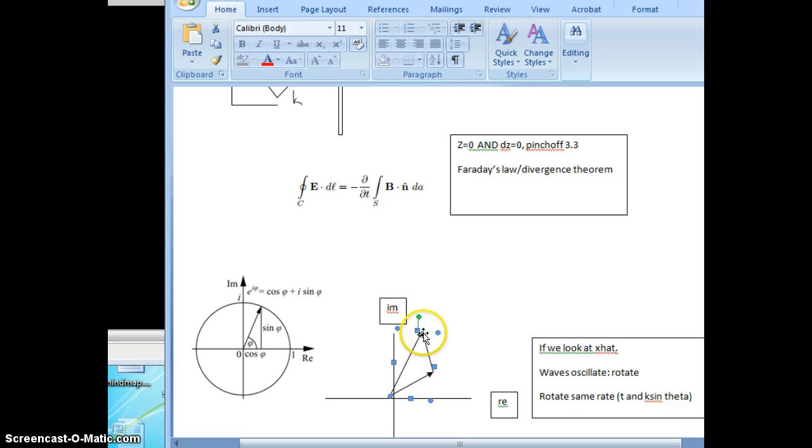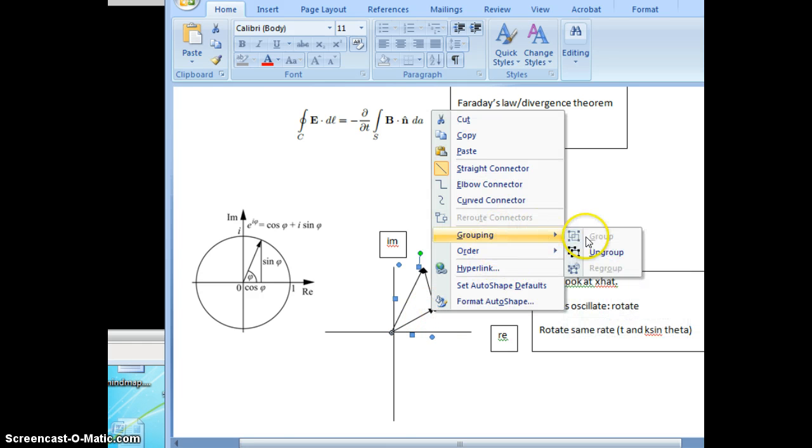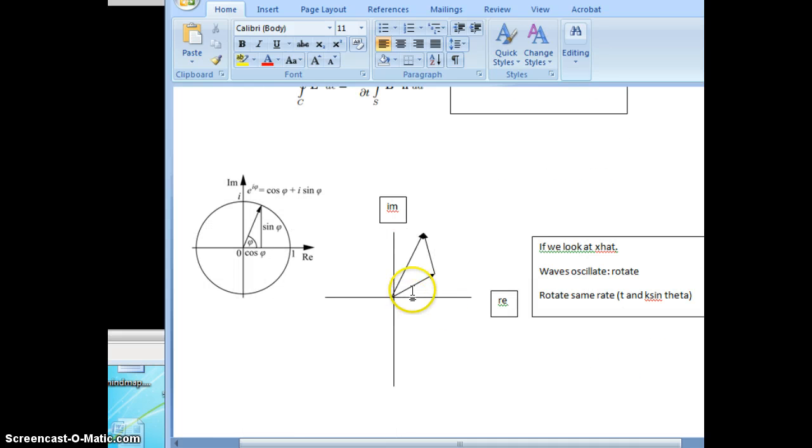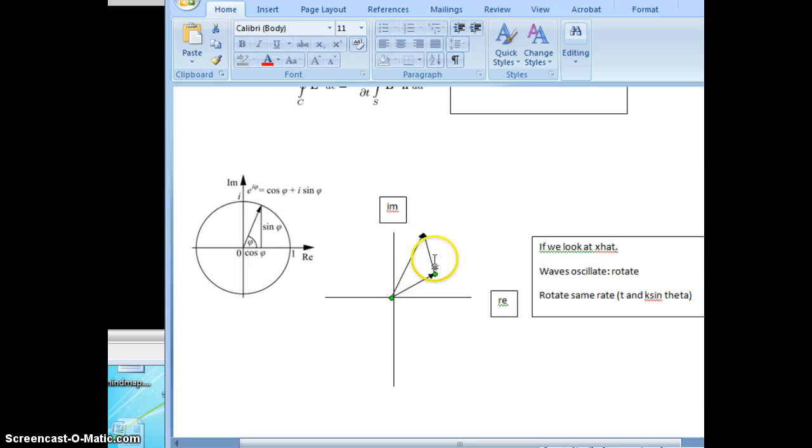If we have to rotate it, there we go. This is not rotating the way I wanted it to, but that's okay. Basically, it's just rotating. And however, let me ungroup this now. They need to all rotate together. All the vectors need to rotate together. So that's really an argument for the fact that our omega has to stay the same, which is how many radians per second it's going.